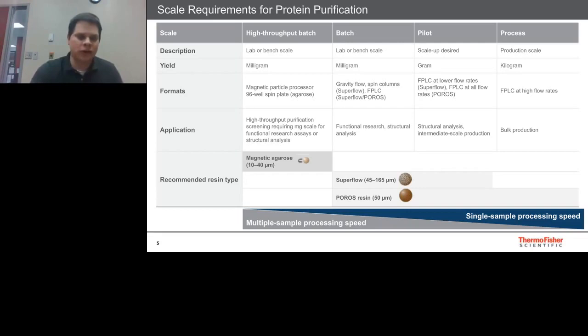For batch to process scale, we recommend our porous resin. This base support is geared specifically for FPLC at all flow rates and can significantly improve processing speed of bulk production.